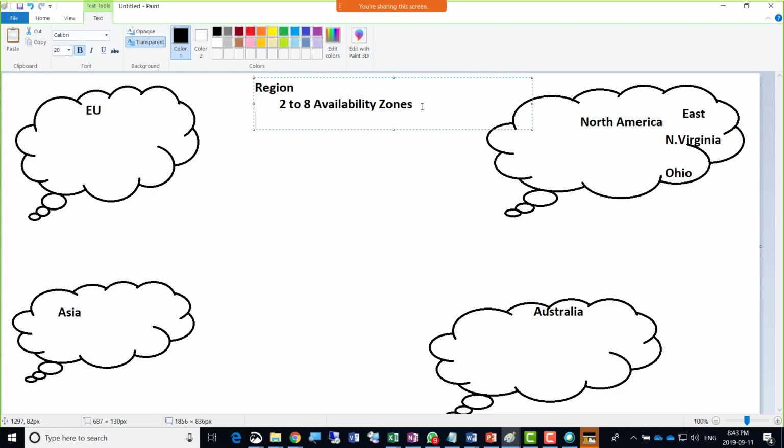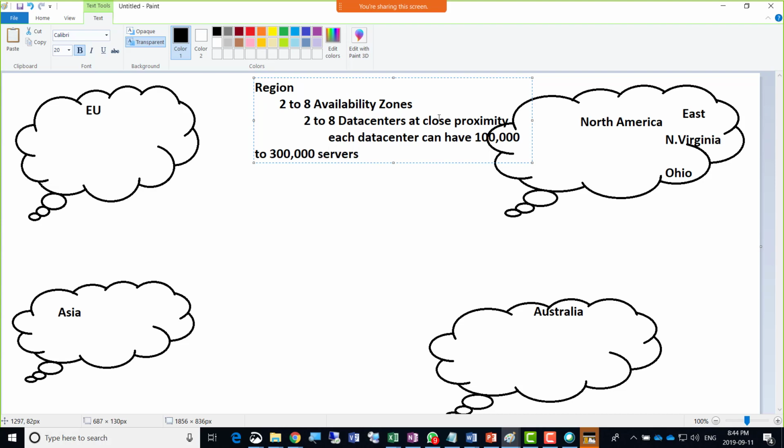And within the availability zones, there could be 2 to 8 data centers at close proximity, right? And then each data center can have 100,000 to 300,000 physical servers, right? So each data center has 100,000 to 300,000 servers. This means it is huge, right?